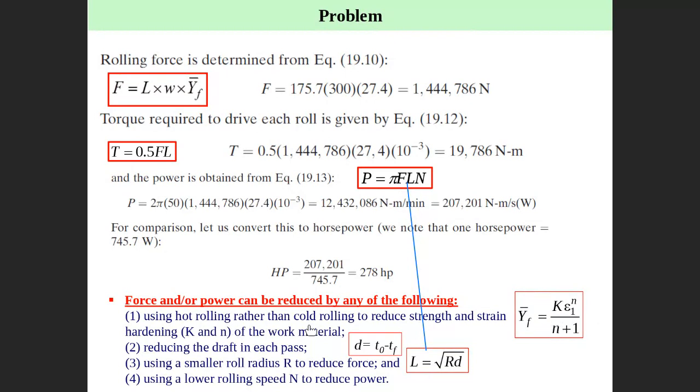So using hot rolling rather than cold rolling, meaning you reduce K and n. If you reduce K and n, you reduce Y, you reduce the force, you reduce the power. Reducing K and n means making the material softer, so you move to hot rolling or warm rolling rather than cold rolling. Reduce the draft here, because L equals square root of RD. Instead of 3 millimeter, make it 2 or make it 1. Reduce the radius, or reduce the RPM N of the roller. This is the way to reduce the power and force, right?